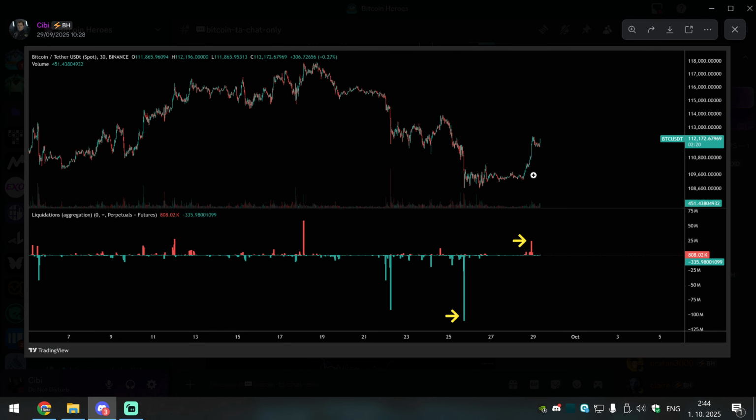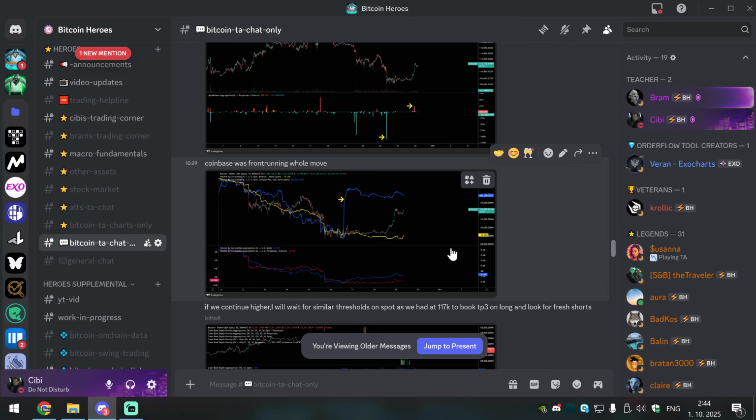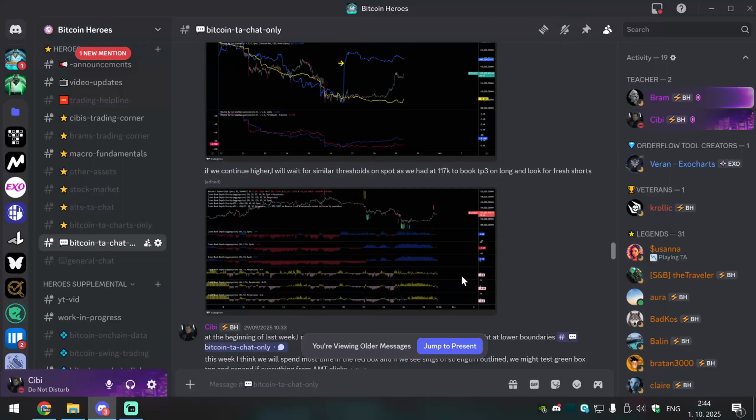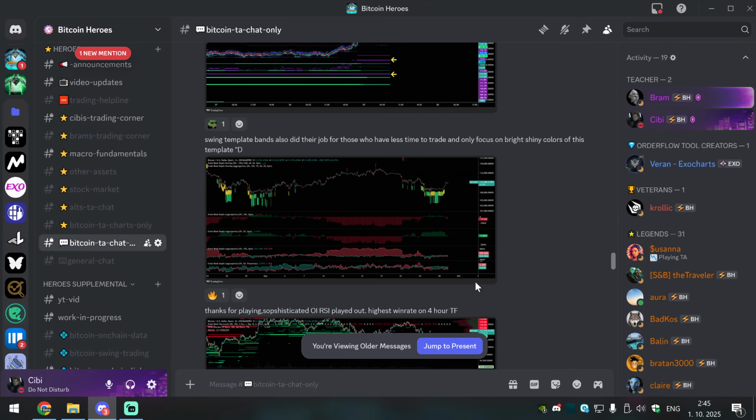And look at that, first push to the upside. These were the most aggressive shorts here. Now they are getting destroyed, and then we got another push to the upside. Coinbase was front running the move to the upside, by the way, but it's just okay.